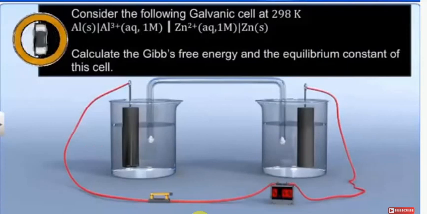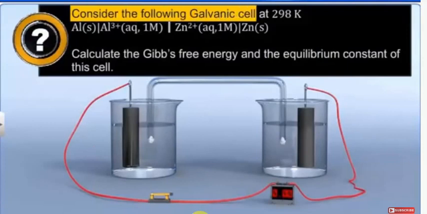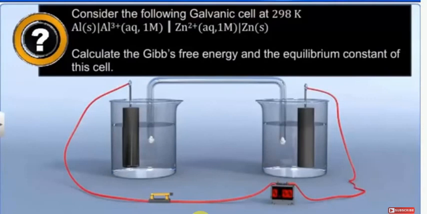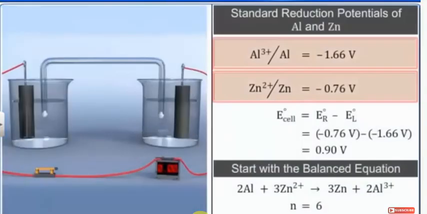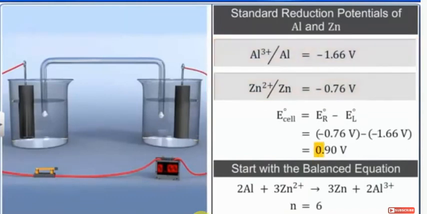Let's consider a galvanic cell at 298 Kelvin. This cell is made from half cells containing aluminium and zinc, where the ion concentrations are 1 molar. From the table of standard reduction potentials, you can easily find that the standard cell potential at these conditions is plus 0.90 volt.